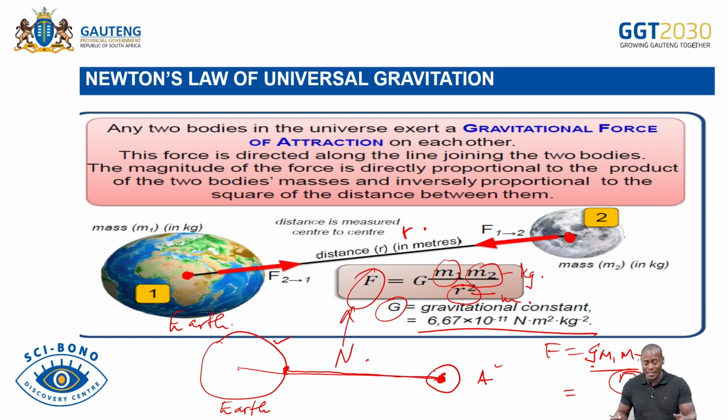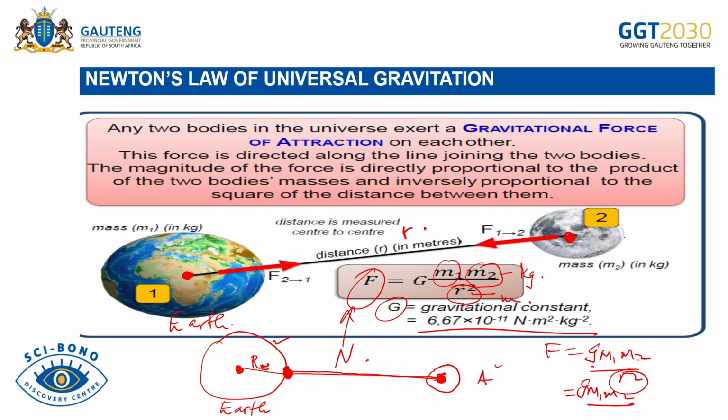So what is it that you need to do? It's going to be G M1 M2 over R squared, where your R will be this distance from the center to center, which means that here you need to add the radius of the Earth for you to get the distance from center to center. Please be careful when it comes to R. Read your statements carefully with understanding so that you'll be able to tell whether you are given R or you have to do something about R.